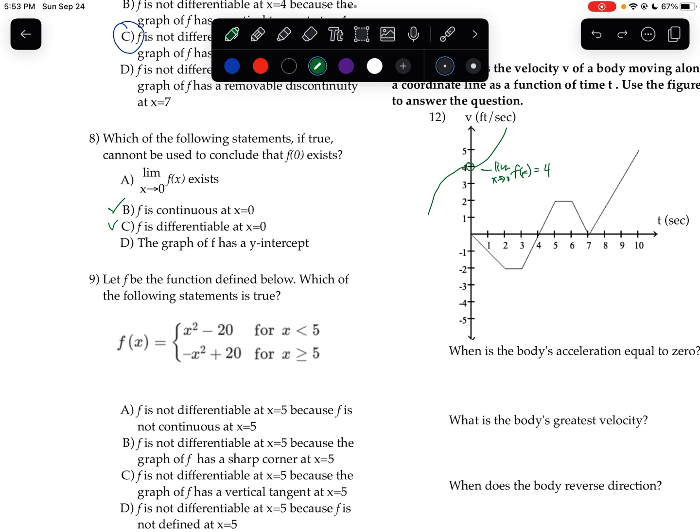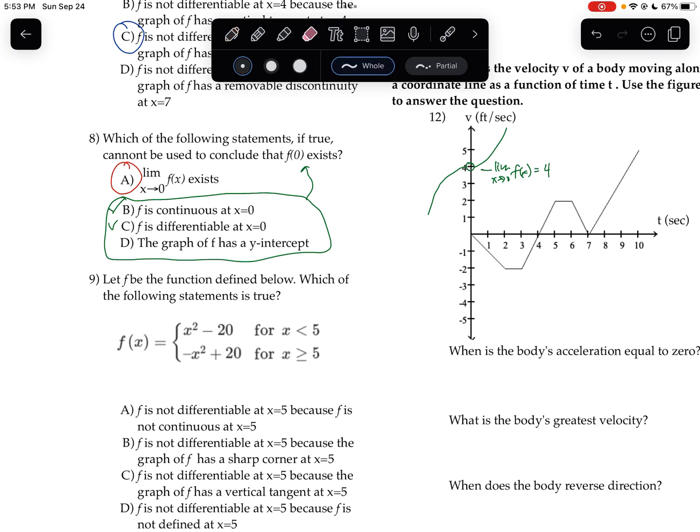We could use that. The graph of f has a y-intercept. So if it has a y-intercept, that means f of 0 exists. So all these three things we can use to show that f of 0 exists, but not A. So I would say A for this one.